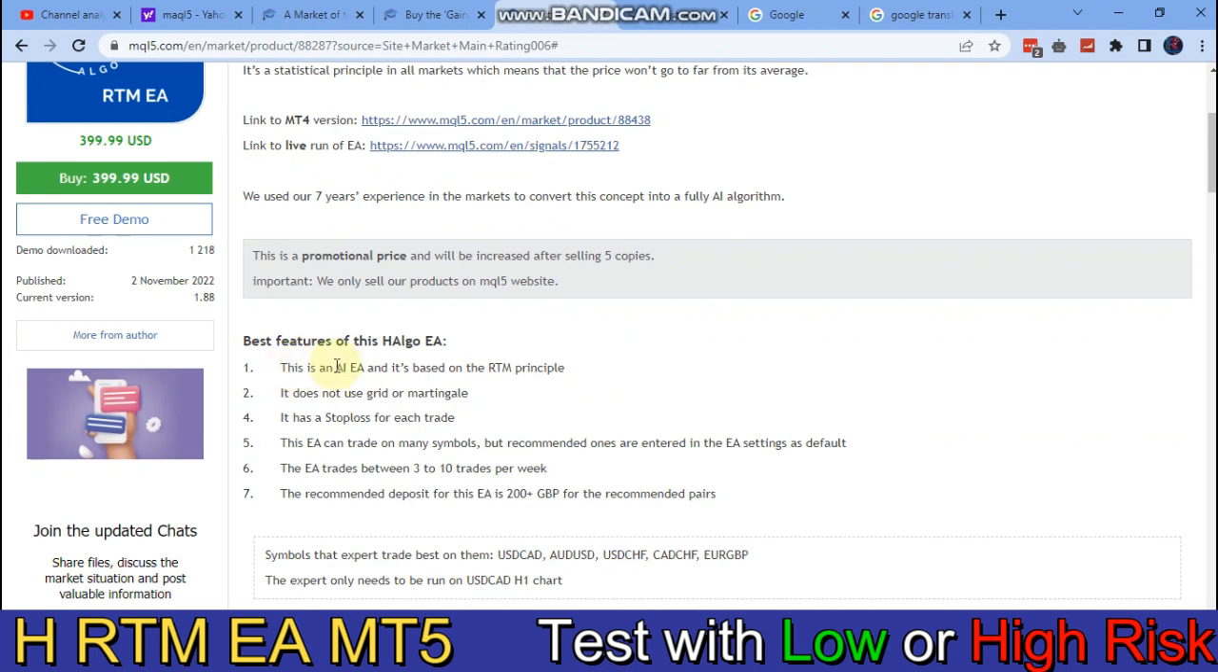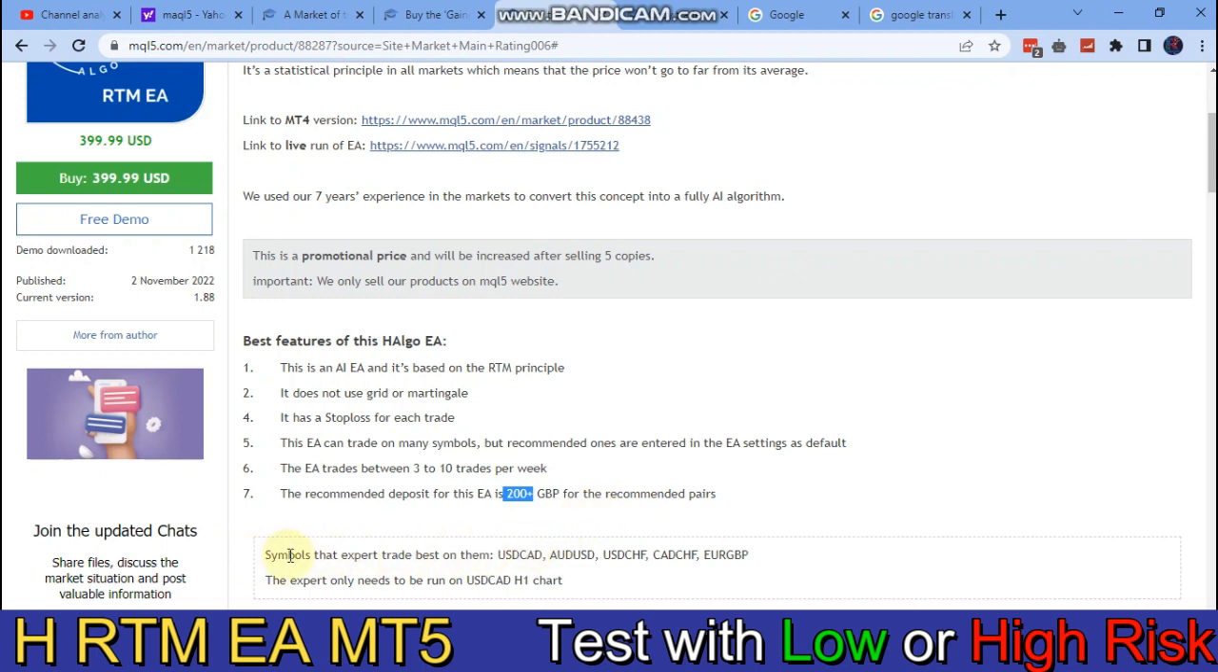The seller says it is an AI EA based on the RTM rhythmic principle. It's not clear what the rhythmic principles used in this EA are. In this EA we are not using rhythm article, that's good also. The EA trades between 3 to 10 per week, and the minimum balance is 200, GBP USD anyone.